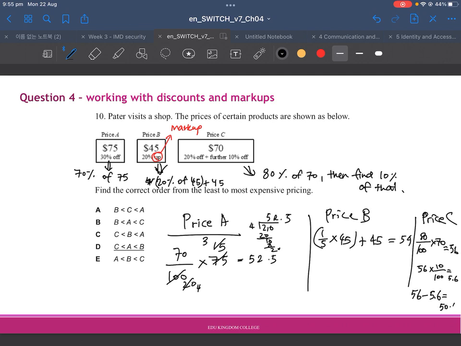Now comparing the prices together, we find that price C is in fact the smallest, then it's price A, then it's price B. So in order, it's going to be C less than A, which is less than B. Okay? This is talking about prices. So the answer has to be D.